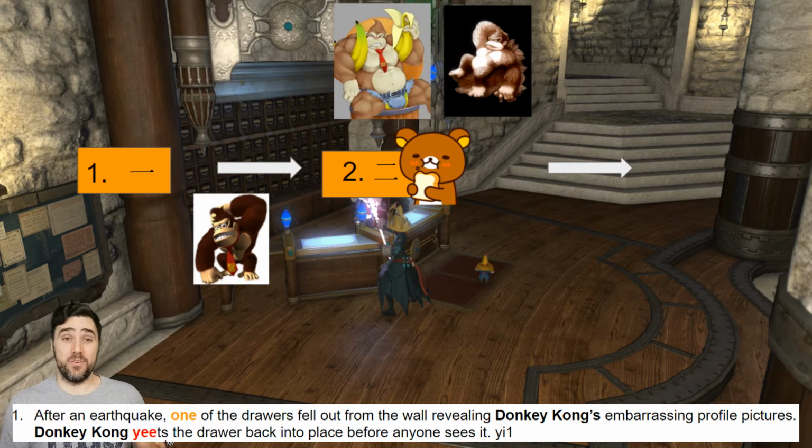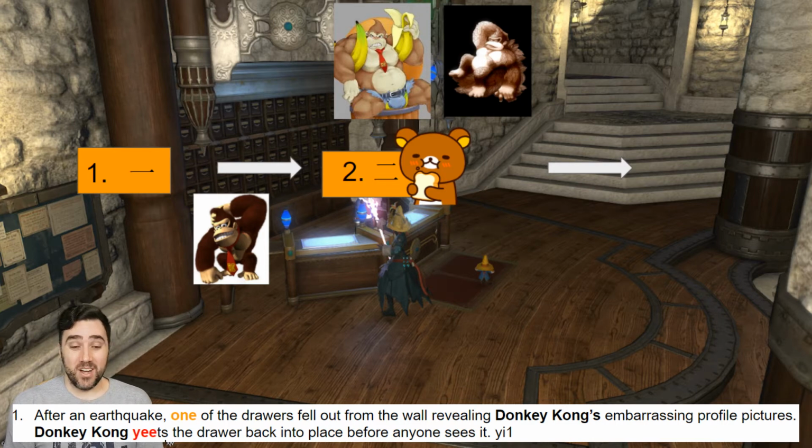Starting at the first one is actually the Chinese character for 1, and I didn't write any character hints here because for me this is quite straightforward, just a dash line there. And I made a sentence describing each situation. Now you don't have to remember exactly what the sentence is, but you need to remember the key points. So the first one, I imagined there was an earthquake which rattled one of the drawers out of their spot there. After the earthquake, one of the drawers fell out from the wall, revealing Donkey Kong's embarrassing profile pictures. Don't we all have some of those?